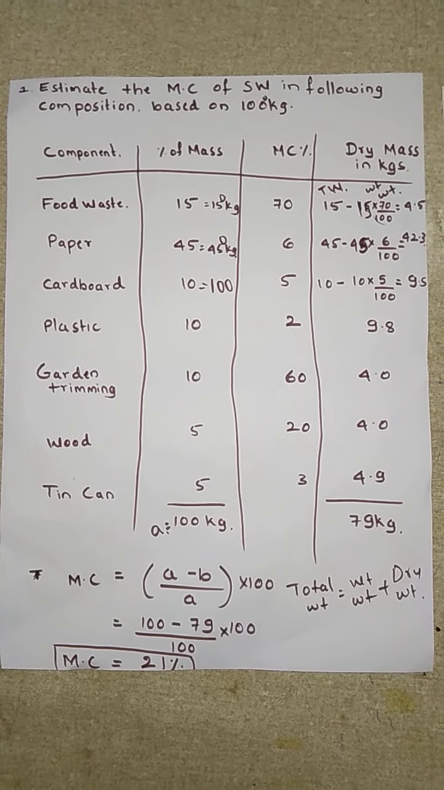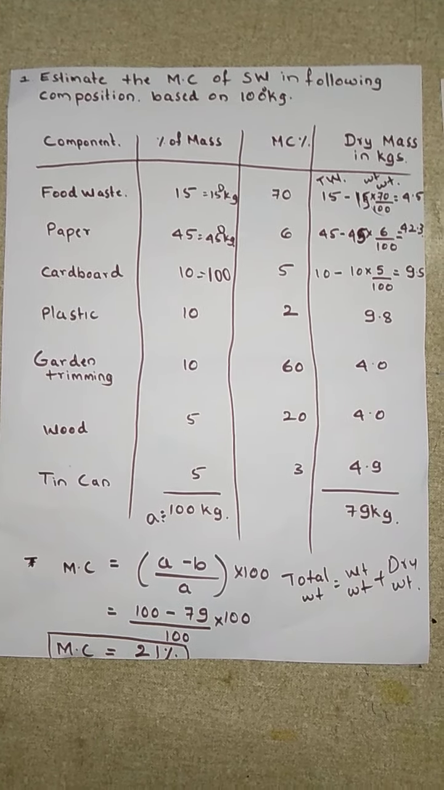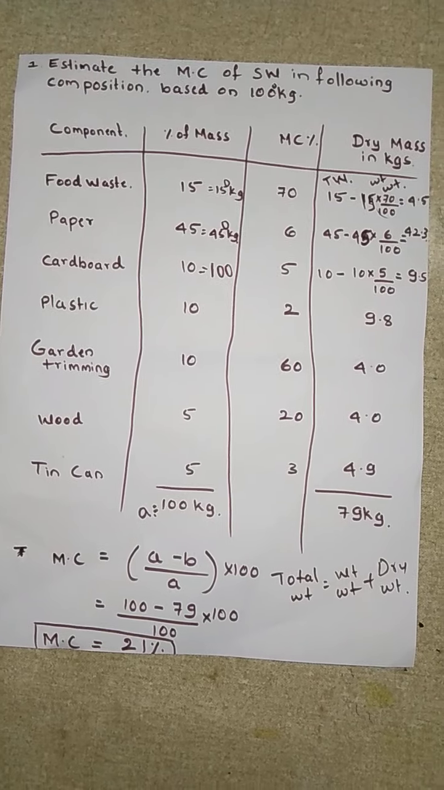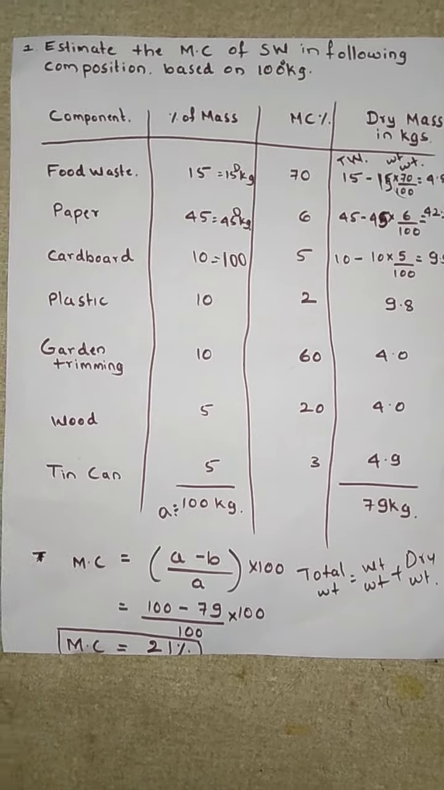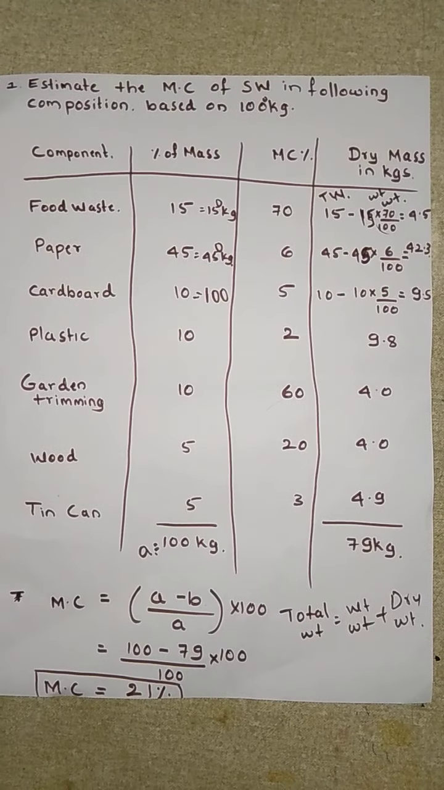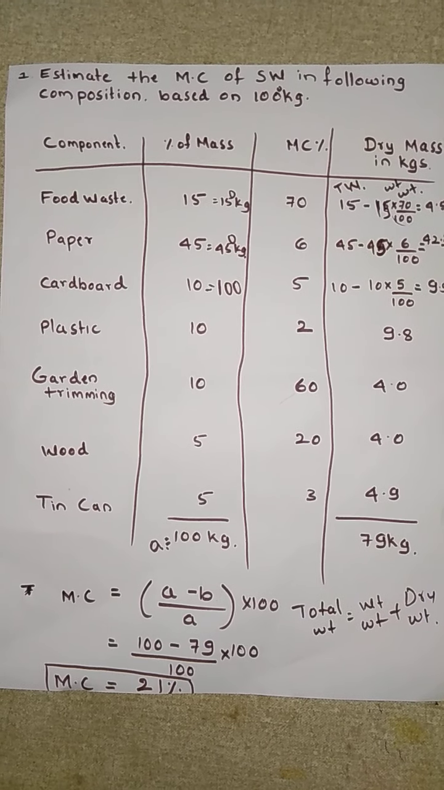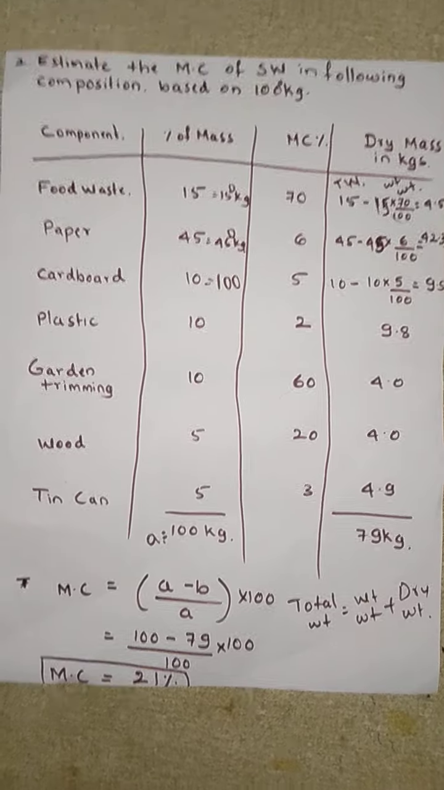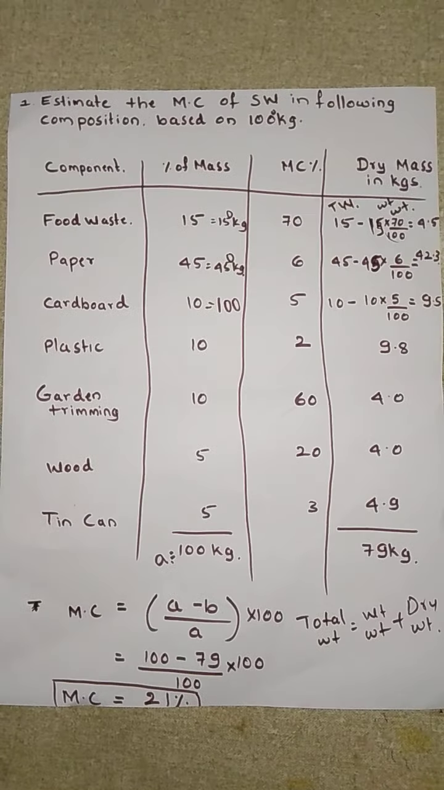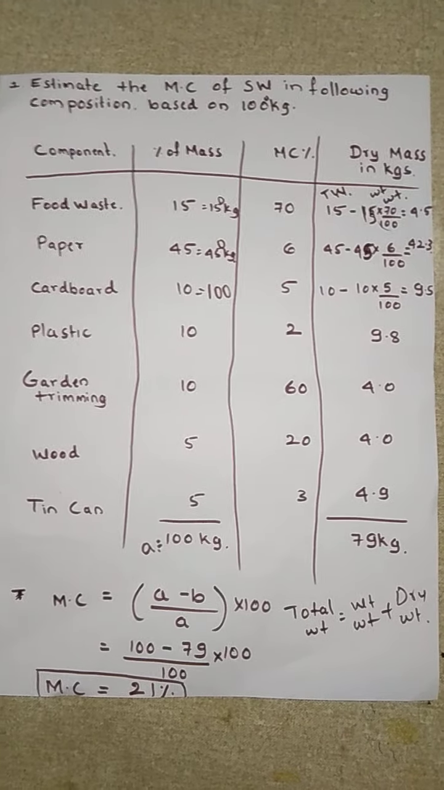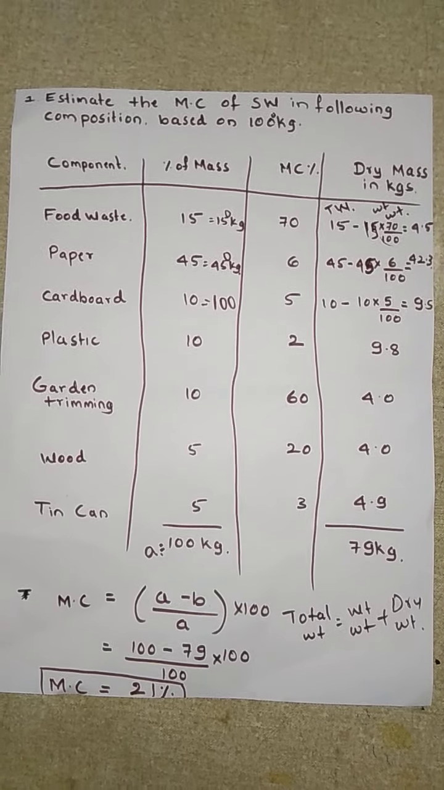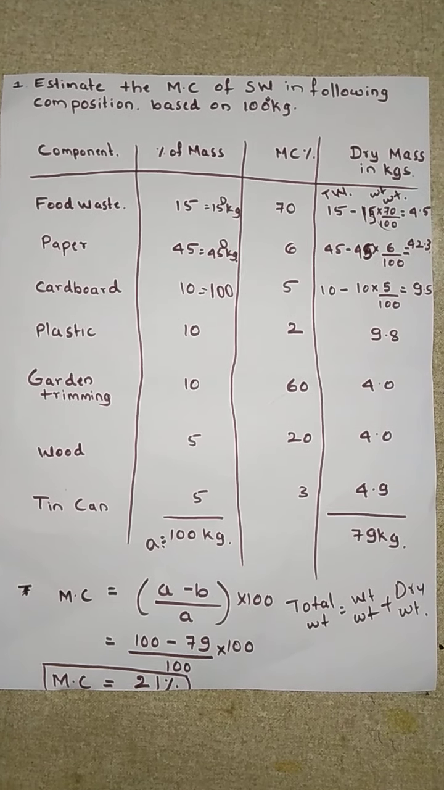In the last class, we solved the problems on moisture content, and we solved the problem on estimating the discarded density of the solid waste. So these two problems on the physical characteristics of solid waste we have solved. The first problem was on moisture content, and the second problem on density.